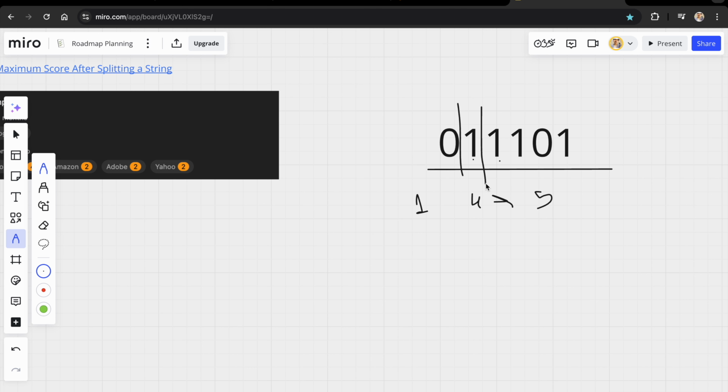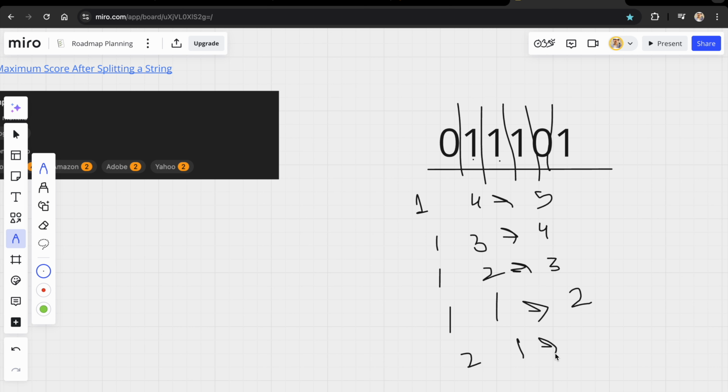If we make a split here, then the number of zeros in the left-hand side is 1, and the number of ones in the right-hand side is 3. That gives us the answer 4. If we make a split here, the number of zeros in the left is 1 and the number of ones in the right is 2. That gives us 3. If we make a split here, the number of zeros is 1 and the number of ones in the right is 1, so the answer is 2. If we make a split here, the number of zeros in the left is 2 and the number of ones in the right is 1.